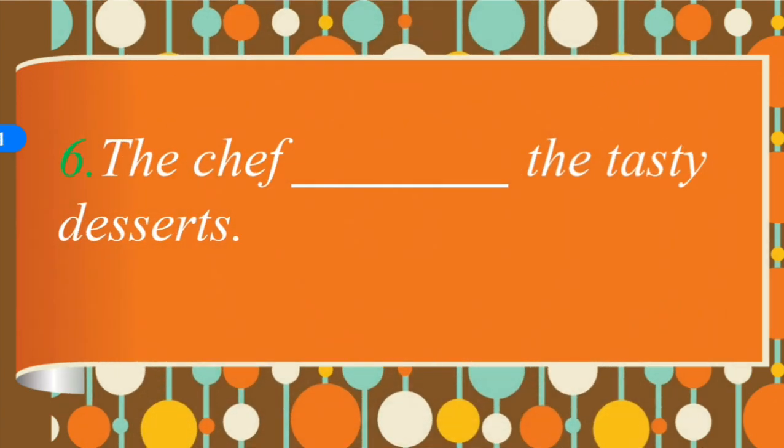Next one. The chef dashed the tasty desserts. Okay, and the verb that is given to us is make. So what is the past form of make? Again, an irregular verb. We need to remember it is made.